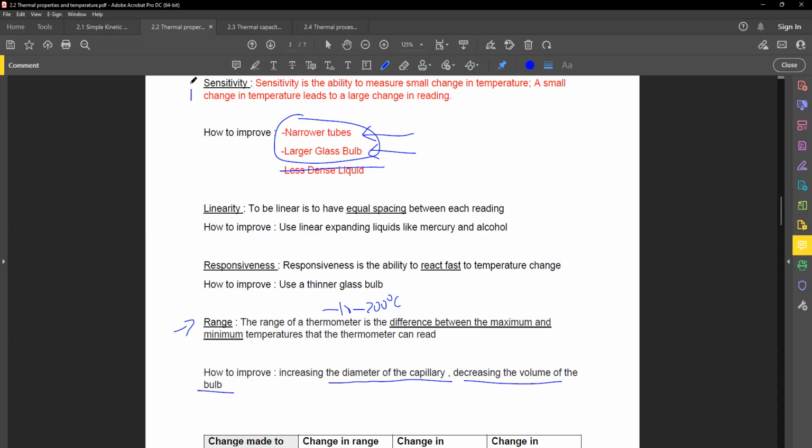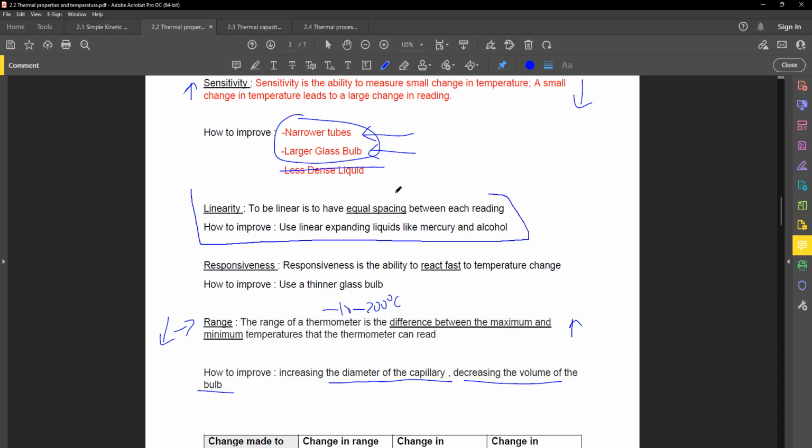Know for a fact that if you increase sensitivity, your range for sure drops. If you increase range, your sensitivity for sure drops, guys. Very important. If you can remember that, then obviously you can remember the ways to improve or to deprove it, if that's such a word, right?